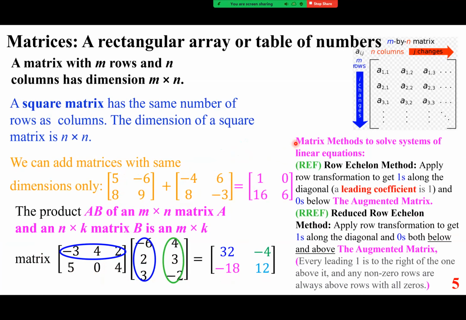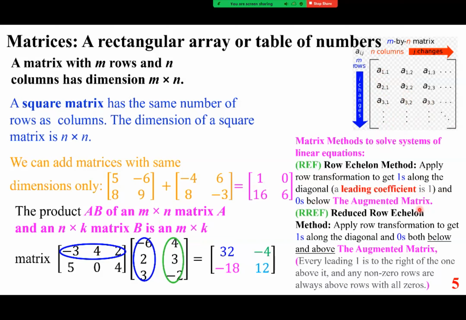Let me erase so I can read this for you. Matrix methods to solve systems of linear equations. We can do REF, short for row echelon form or row echelon method. Apply row transformation to get ones along the diagonal. It's known as a leading coefficient. Leading coefficient is 1. And zeros below. So this is 1, all of them 0. 1, all of them 0. 1, all of them 0.